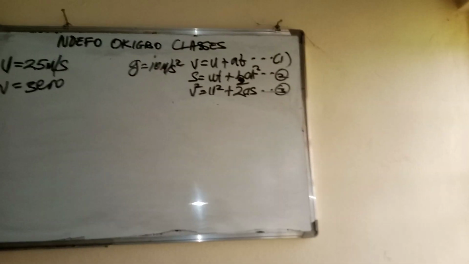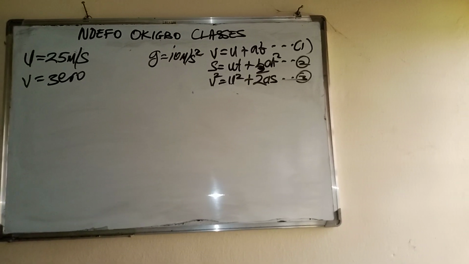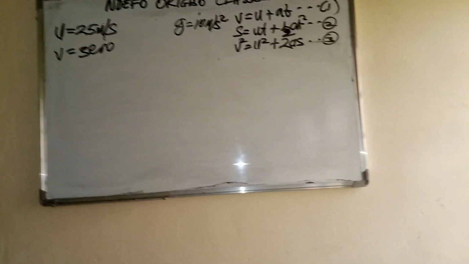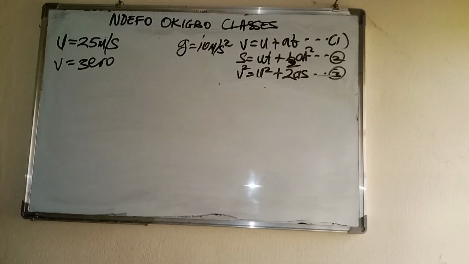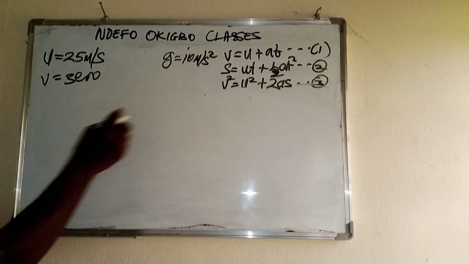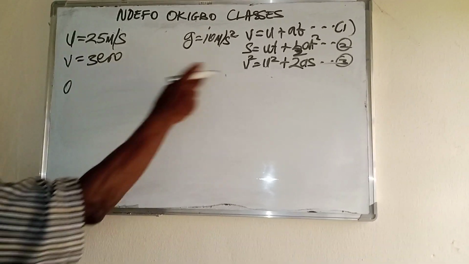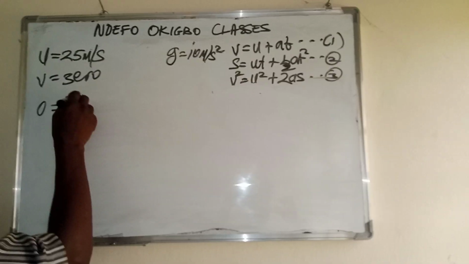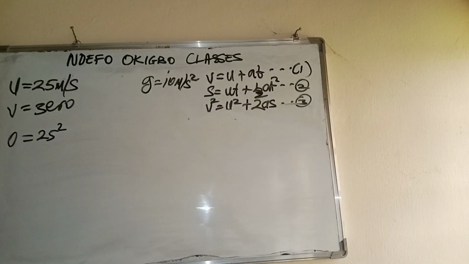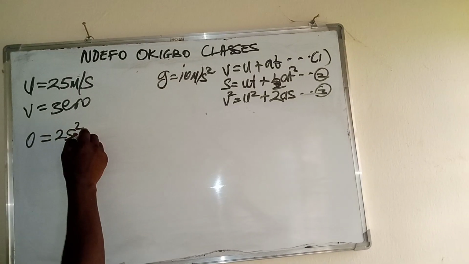So the question now says, what is the highest height traveled by the ball that was hit up? To get the highest height traveled, I can use the last equation, which is this. At the highest height, the final velocity is 0. That is v squared, the final velocity, is equal to the initial velocity, which is 25 squared. It's going against gravity, so it will be decelerating. Gravity will push it down, so it will be negative acceleration.